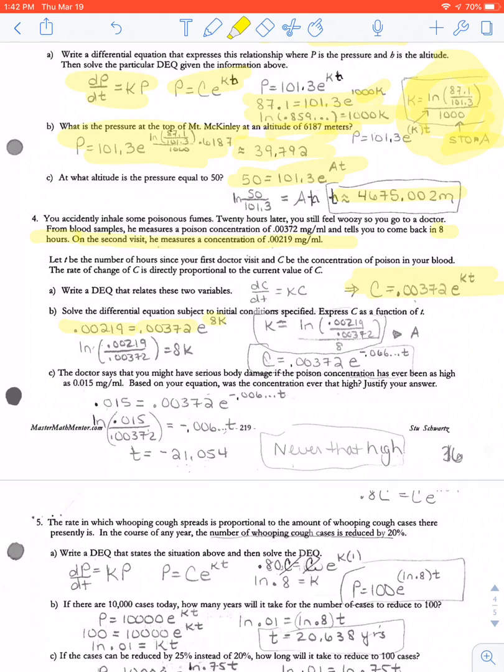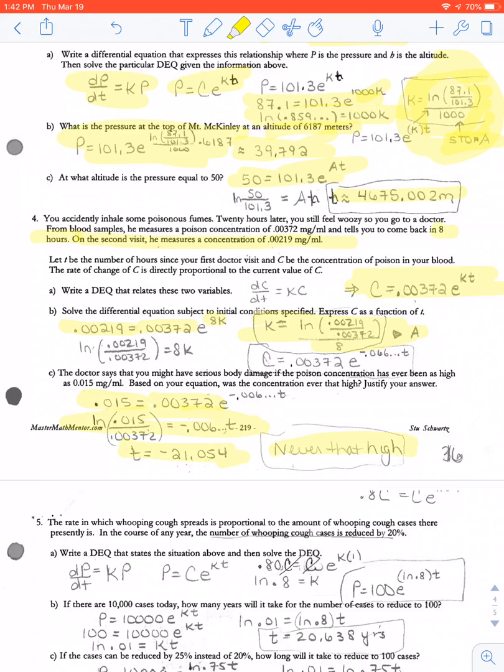I'm going to divide both sides by 0.00372, ln both sides, and then divide by 8. I'm going to store that value. So my function is C equals 0.00372 e to that stored value in A times t. Part C says the doctor says you might have serious body damage if the poison concentration has ever been as high as 0.015. So we're going to put 0.015 in for that concentration, divide both sides by 0.00372, ln both sides, and then divide by that stored number to get your time, which tells us that that concentration would have never been that high.